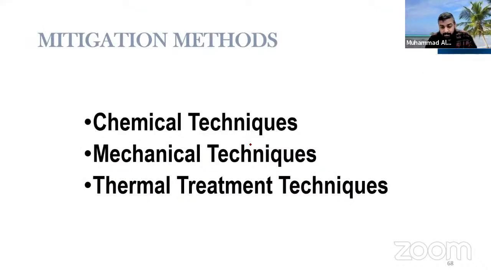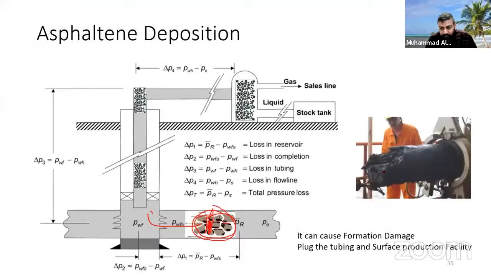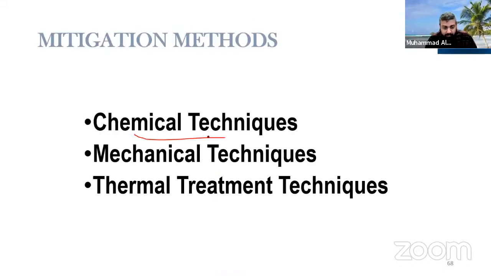Now, this asphaltene, once precipitated, can create this kind of problem, as you can see here. So what should we do with it? How can we remove it? We have three ways to remove this kind of situation. We have chemical methods, where we inject some chemical in the pipes. We have some mechanical methods, and we can increase the temperature to melt it down.